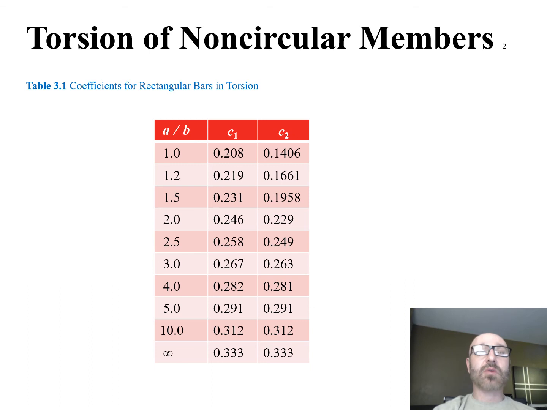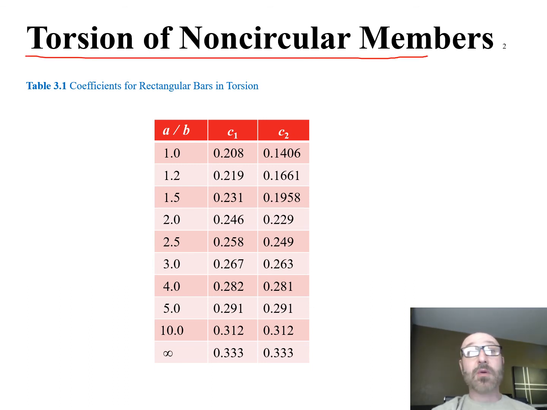So here's the chart we talked about. This is for torsion of non-circular members. We saw these C1 and C2, and we look at these values for a over b. So these are our coefficients of the rectangular bar in torsion. If we have a ratio of a to b of 1, then these are our values for our C1 and our C2.